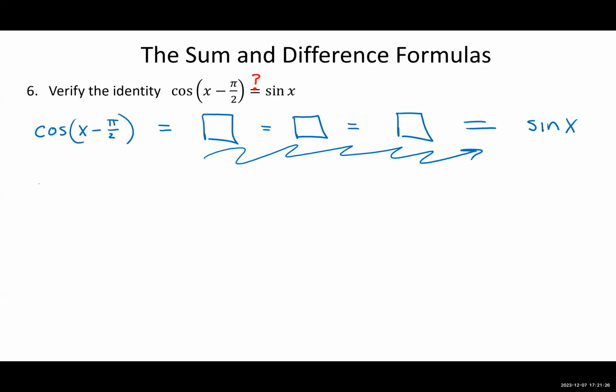All right, so let's see what we got. The cosine of x minus pi over 2. Well, that is equal to, this is the difference formula for cosine. Cosine of alpha minus beta, cosine of something minus something, right? Cosine of the first times cosine of the second minus sine of the first times sine of the second.